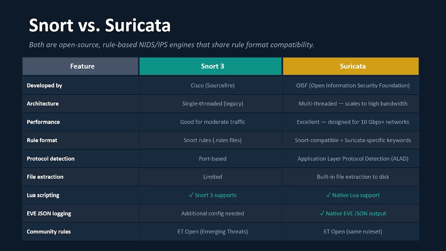Protocol detection, Snort is all port-based. With Suricata, you can do application layer protocol detection, so you can do more than just ports. It can also do file extraction, where Snort can't. There's scripting. It will also have Eve JSON.